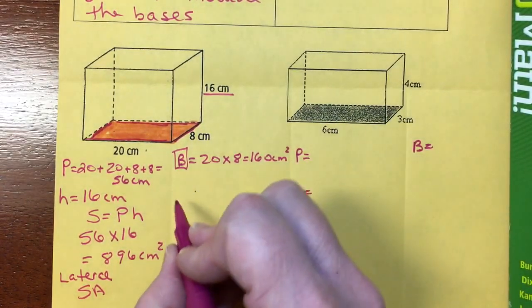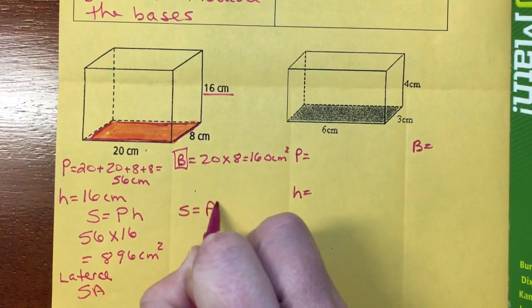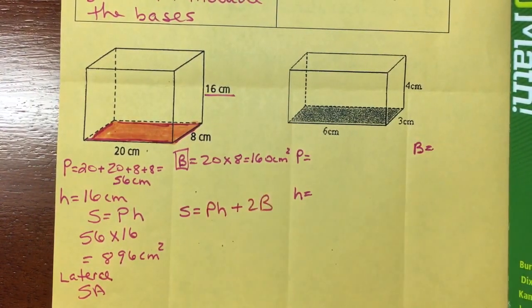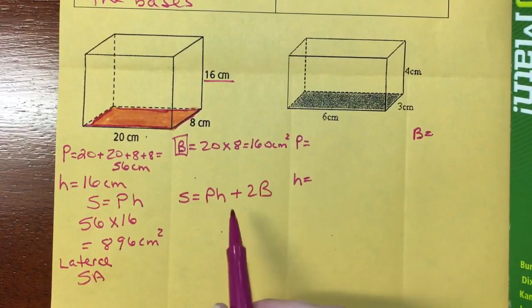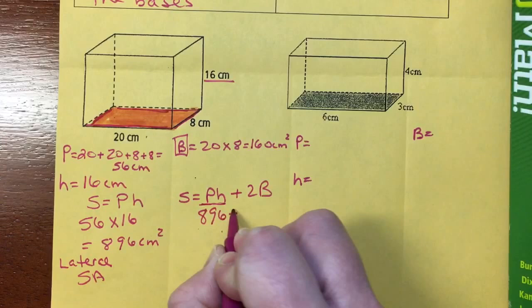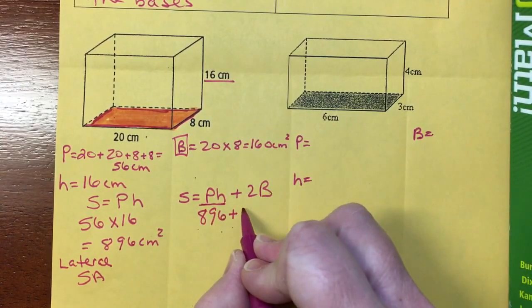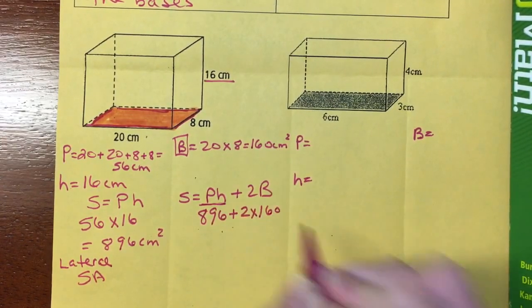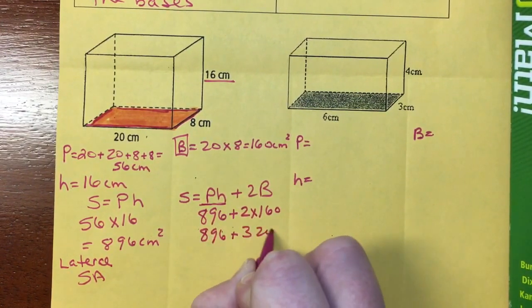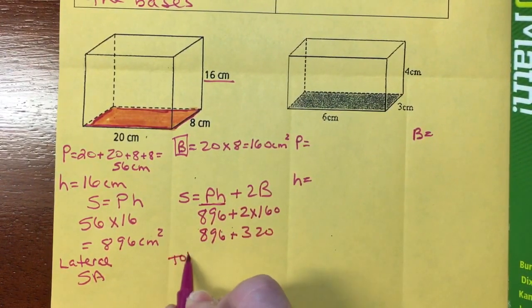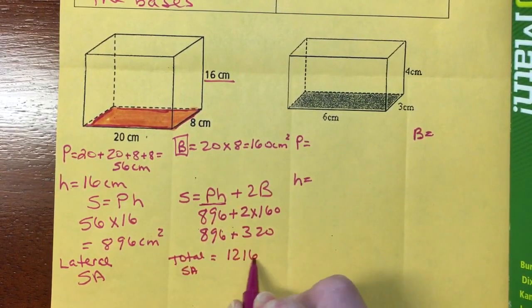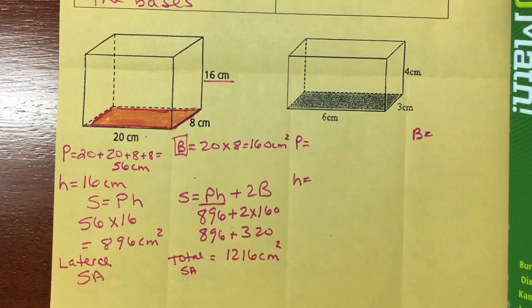To find the total surface area, it starts off the same formula, and then we add the two bases. So we've already done this part here, and that was 896. To add my two bases, it's going to be 2 times 160. And that's going to give me 320. So when I add all that together, my total surface area is 1,216 centimeters squared.